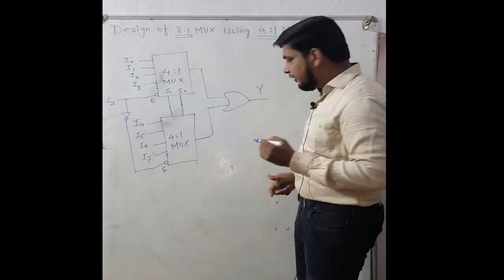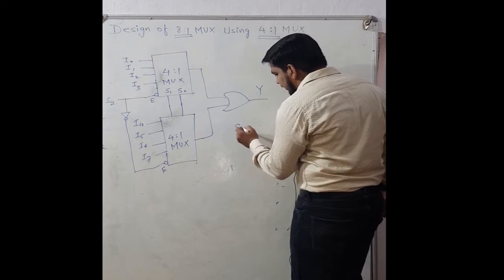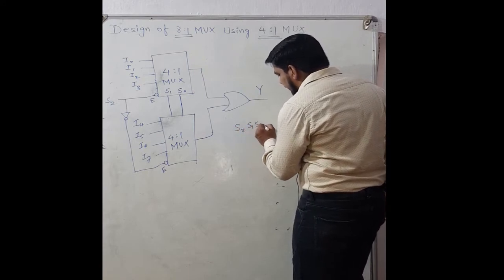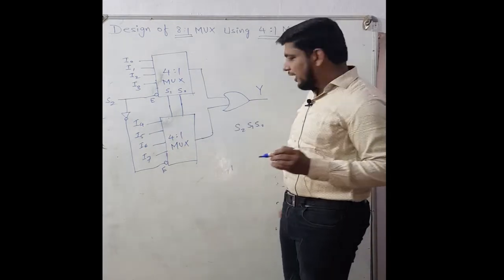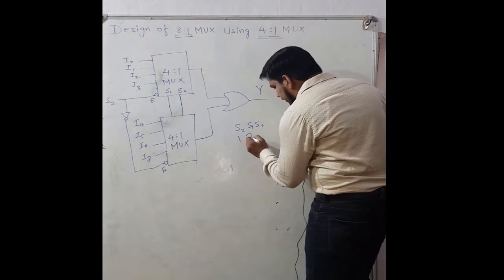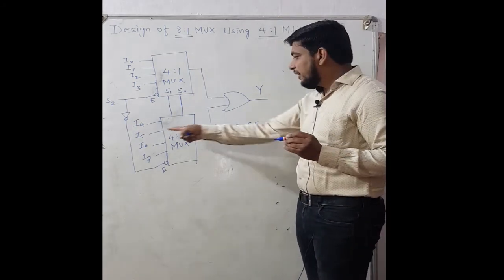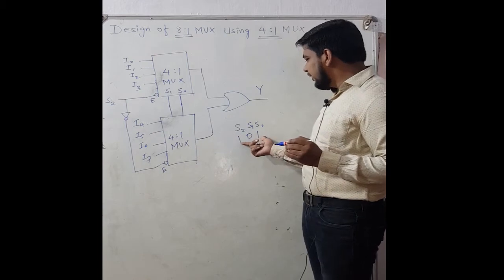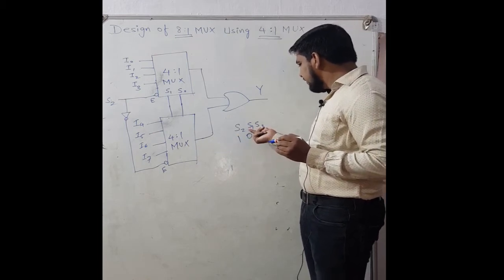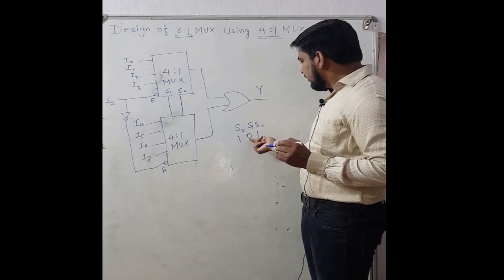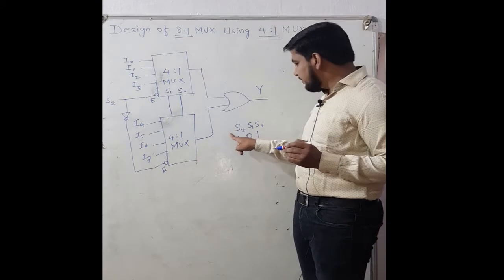Suppose I have to select any one input based on the select lines. Suppose S2, S1, S0 are the select lines. I have to select the fifth input I5. For that we know that the binary number 101 is 5. So, I5 should be selected in the output if the select lines are 1, 0, 1. Before looking at the 0, 1, first we have to observe the MSB. The MSB bit is 1.